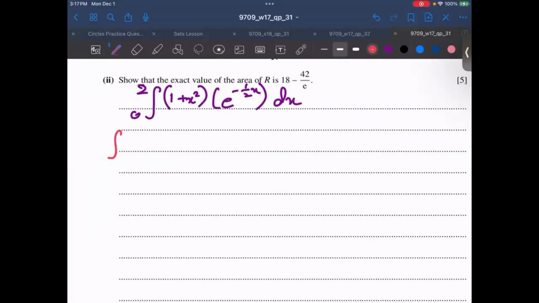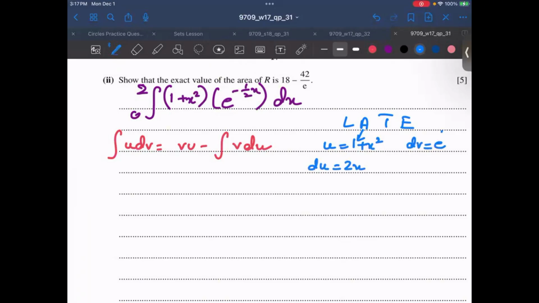So the formula for integration by parts is integral of u dv equals vu minus integral of v du. As we have an algebraic and an exponential function, we'll apply this rule where the algebraic function will be taken as u, which is 1 plus x squared. So du will be 2x, and dv will be taken as e power minus half x, and v, which is the integral of dv, will become e power minus half x divided by minus half, and we can write this as minus 2 e power minus half x.